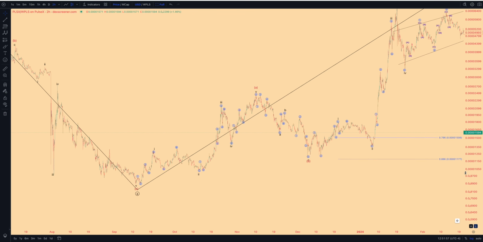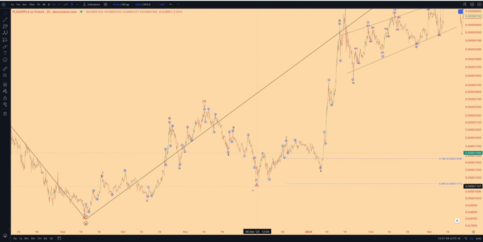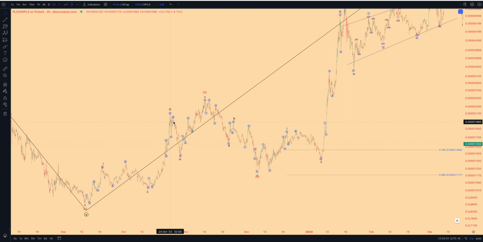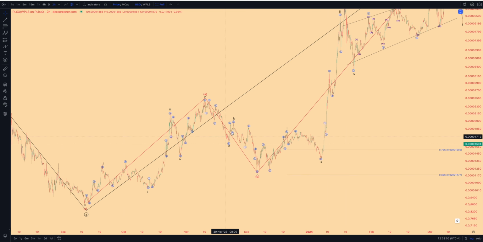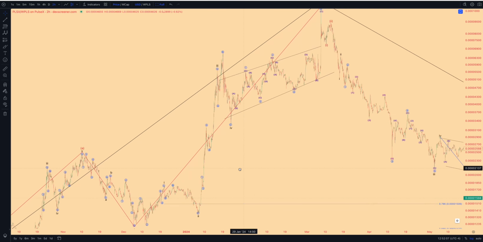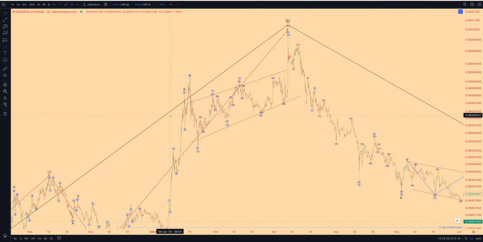So within that 3-wave move, we have a 5-wave move up in your A, right over here. You then have a 3-wave move down in your B, and then another 5 up within your C with an ending diagonal within the 5th wave. Notice how the waves are overlapping here.